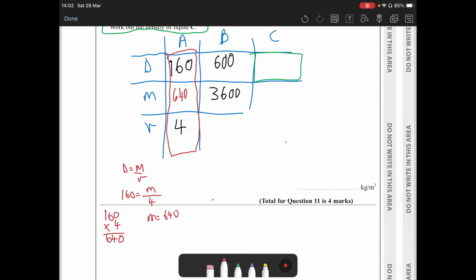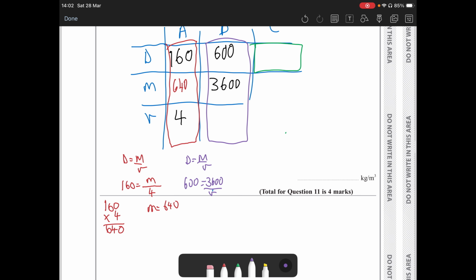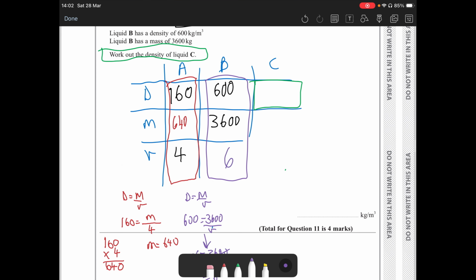Likewise, for liquid B, using the same formula, we know density is 600, we know mass, but we don't know the volume. So let us work that out. Here we will multiply across the V, but divide by the 600. So it'll be 3,600 divided by 600. 36 divided by 6 is 6. Okay, we are cooking.